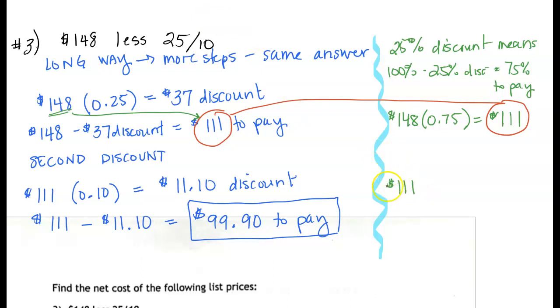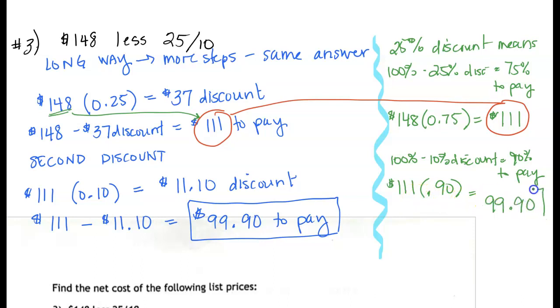Take the $111, and our second discount is 10%. 100% minus the 10% discount is going to be 90% to pay. As a decimal, that's 0.90. Whenever I multiply 111 times 0.90, I get $99.90. And again, that's to pay. The amount that you would pay at the register. Same exact answer, mildly fewer steps.